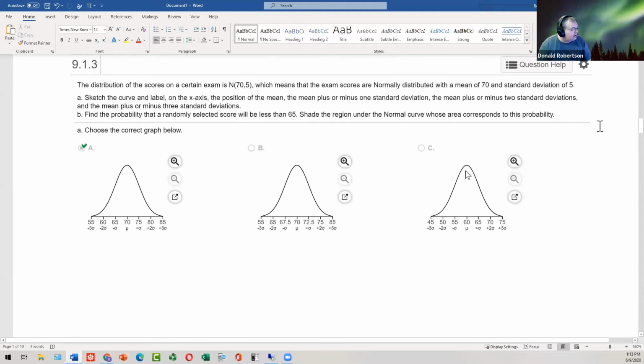In this story here, they're reminding you of the bell-shaped curves, and the particular one that we're doing is a 75 one. The mean is 70 and the standard deviation is 5. If you look at this picture, the one that actually shows you that is A. The middle is 70, and you see it goes up in 1, 2, 3 standard deviations: 5, 10, 15.